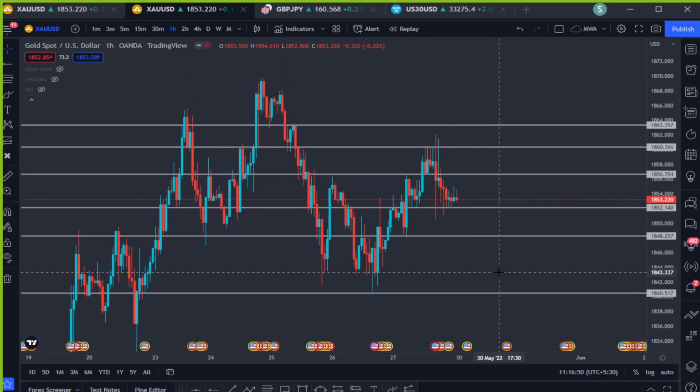So that's it, guys. This was the top-down analysis from the monthly to the lower time frames, 30 minutes and 15 minutes.